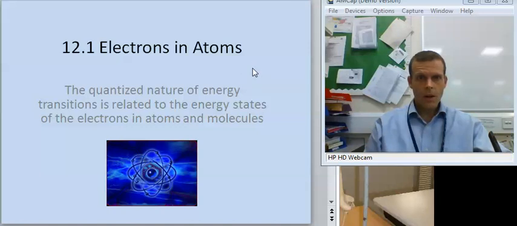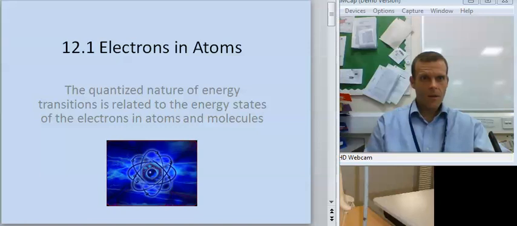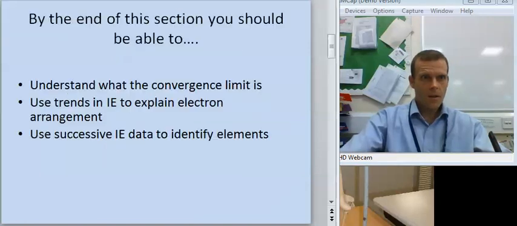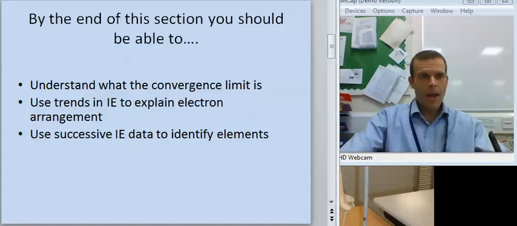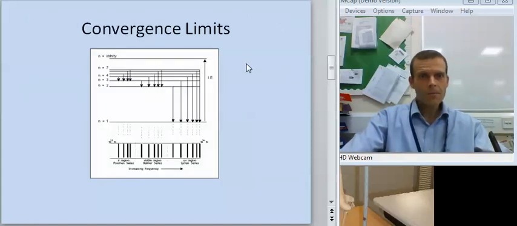Okay, so higher level section for this atomic theory unit, looking at the electrons in atoms. This is what we're looking to do by the end of the section: understand what the convergence limit is, look at ionization trends and patterns, and use successive ionization energy data to identify elements. So we'll start by looking at what a convergence limit is.